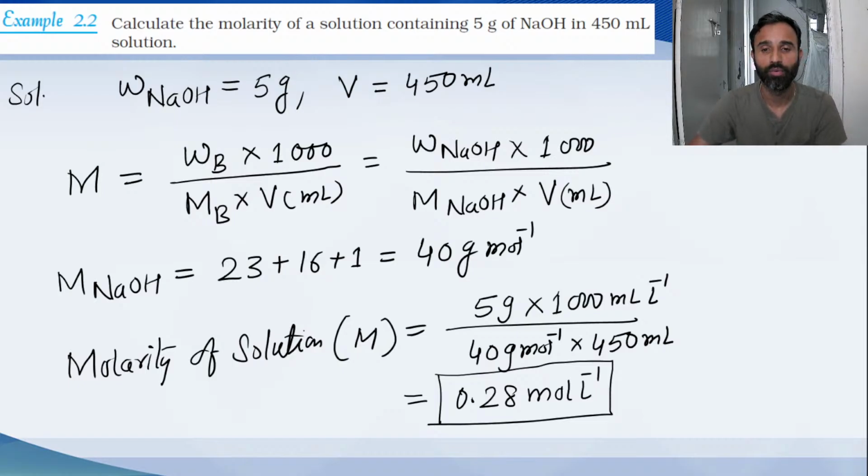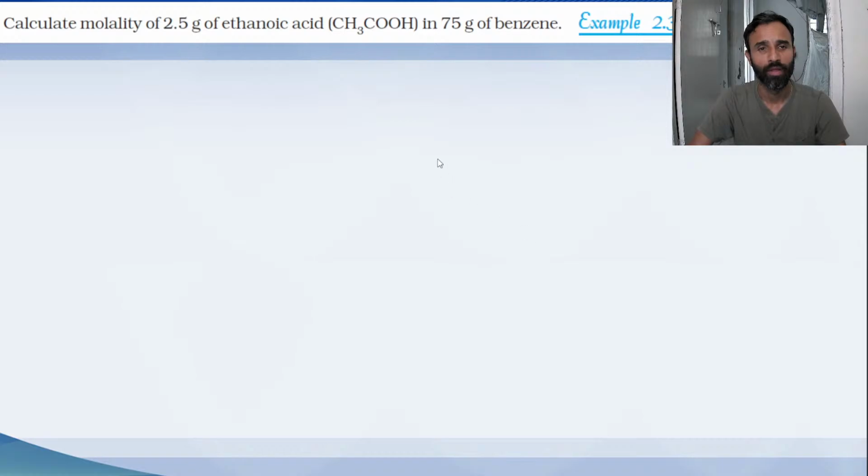0.28 mole per liter, or it is 0.2777. You can write it as 0.278, or if you round off to two significant figures, it is 0.28 mole per liter. Next question. Calculate molality of 2.5 gram of ethanoic acid in 75 gram of benzene.